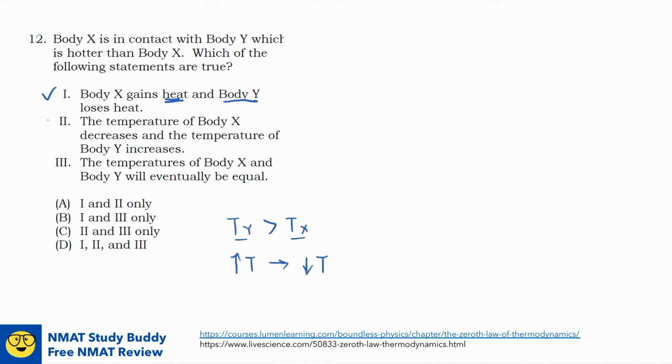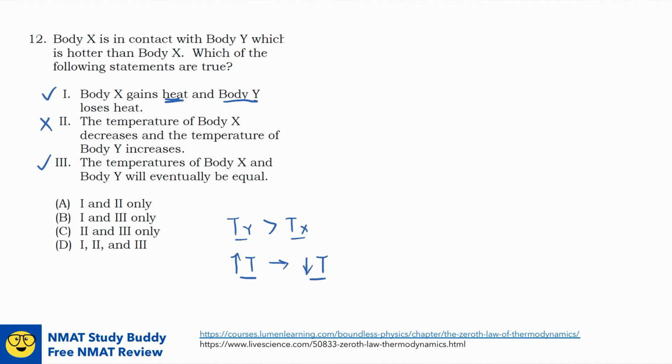And then, number 2, the temperature of body X decreases and the temperature of body Y increases. So, kapag nangyari itong number 2, hindi na magkakaroon ng thermal equilibrium. So, mali to. And also, dinedefine niya yung sinasabing heat flows from higher temperature to lower temperature. And then, yung number 3 naman, tama rin siya kasi yan, the temperatures of body X and body Y will eventually be equal. Ayan, yung pinaka-goal kasi is to achieve thermal equilibrium, wherein magiging equal yung temperature ng body X with the temperature ng body Y.